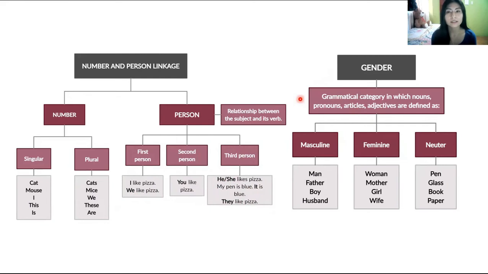Okay, another point is the gender. This is a grammatical category in which nouns, pronouns, articles, adjectives, etc. are defined as masculine, feminine, or neuter. For example, we have four examples of masculine nouns: man, father, boy, and husband. Its equivalents in feminine are woman, mother, girl, and wife. And we have here some examples of neuter gender that are pen, glass, book, or paper.